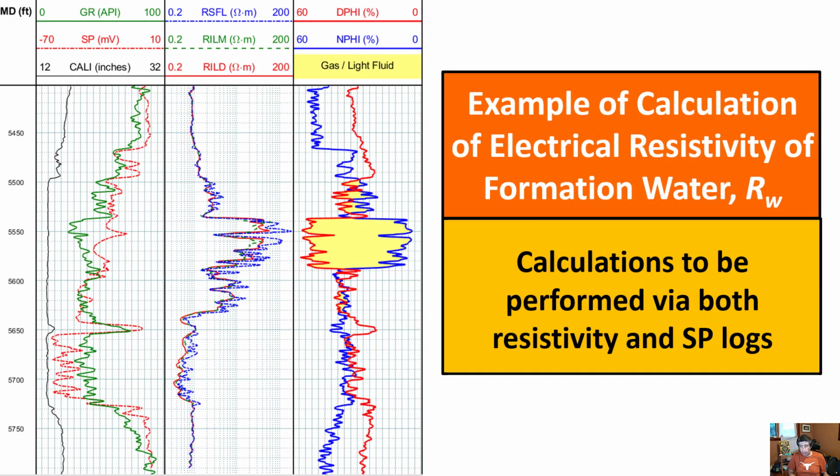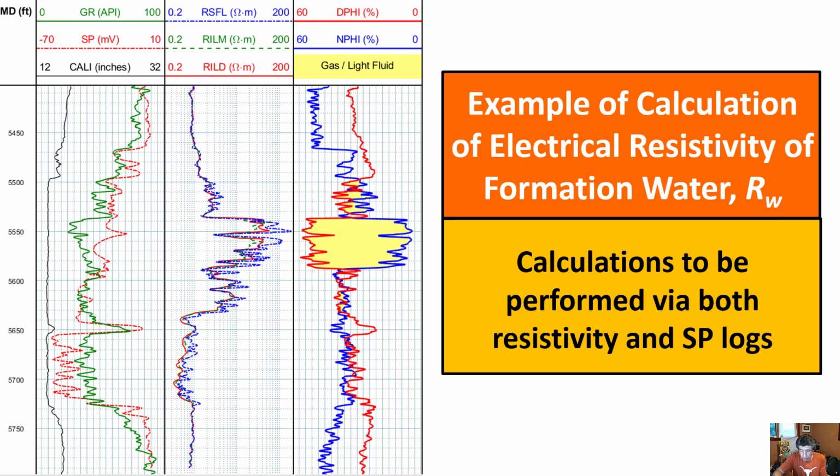Let me show you this example, and we're going to calculate our Rw for this example following the two paths. One, based on electrical resistivity measurements, and second, using spontaneous potential. The objective of this quick exercise is to show you the mechanics of the calculations based on the recipe that we just covered in the previous slide.